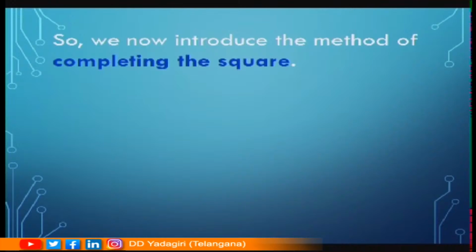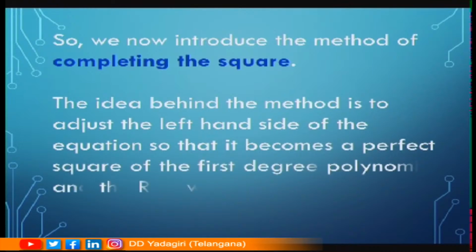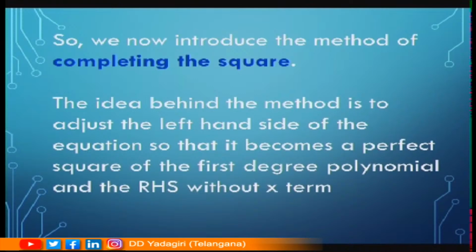Now, we introduce the method of completing the square. So, basically the idea behind the method is to adjust the left hand side of the equation so that it becomes a perfect square of a first degree polynomial and the RHS without the x term.